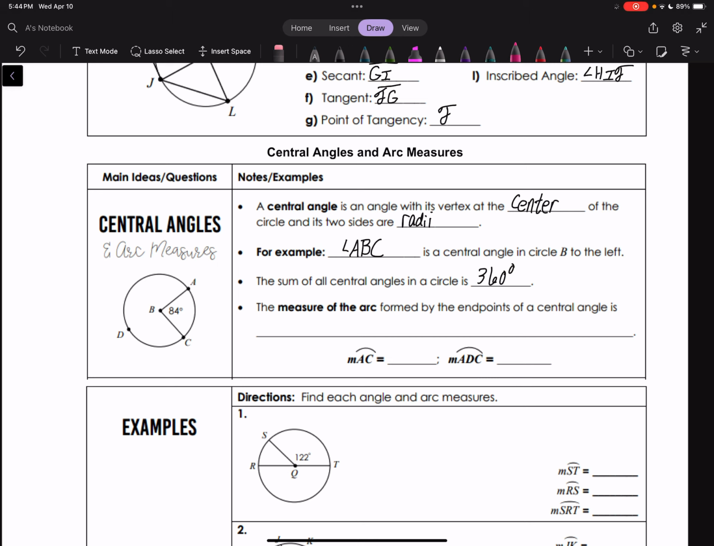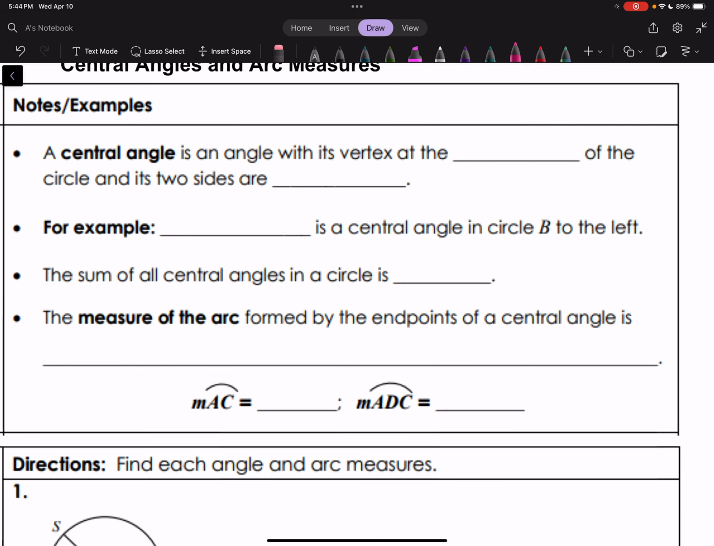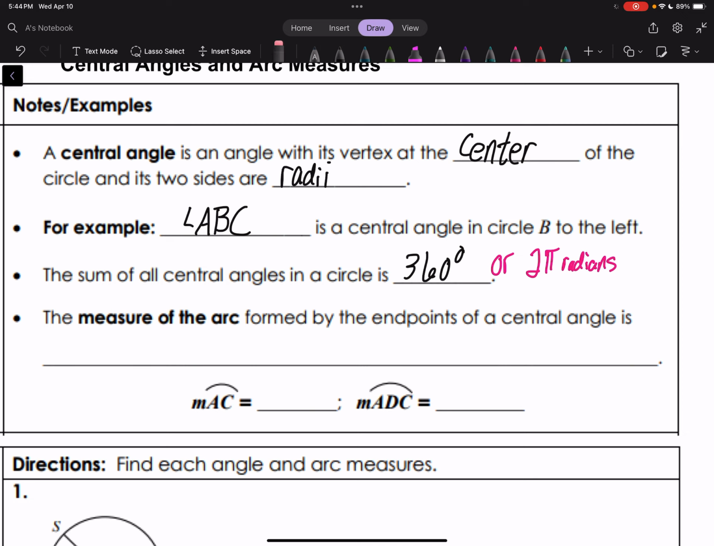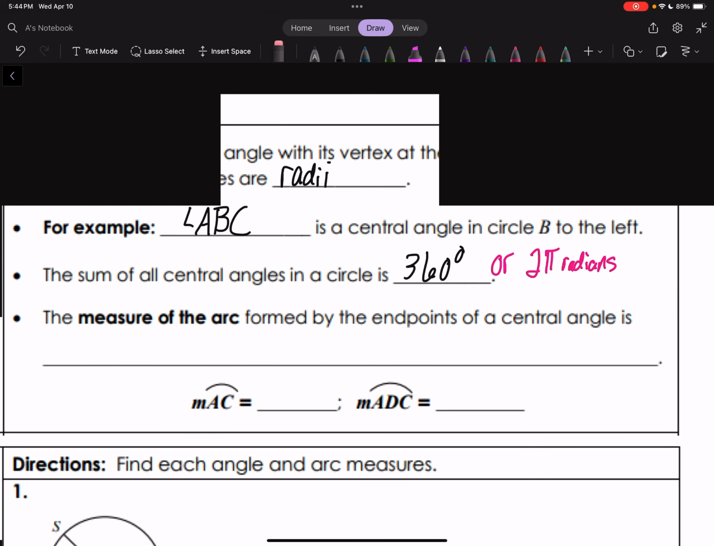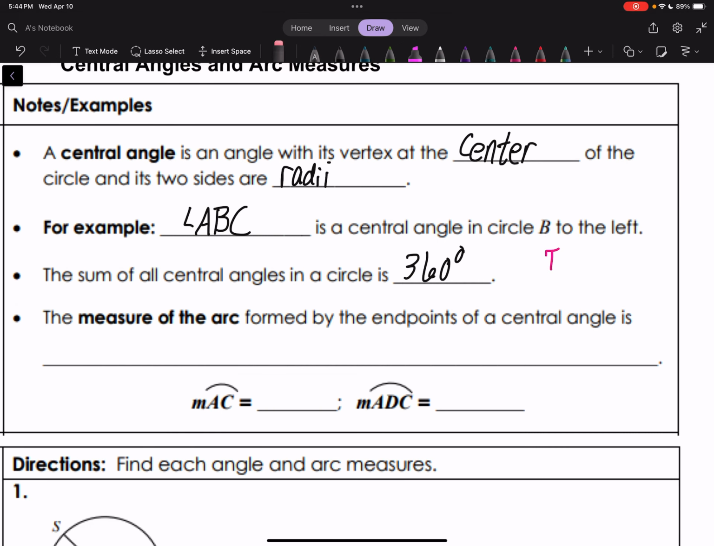Now, we're going to ignore this for now, but later on we're going to talk about radians. So again, I'm writing in pink. You don't have to write this. This can also be 2 pi radians instead of degrees. Just a little thing I'm going to throw a callback to later. Focus on the 360. The measure of the arc formed by the endpoints of a central angle is equal to the degree of the central angle.